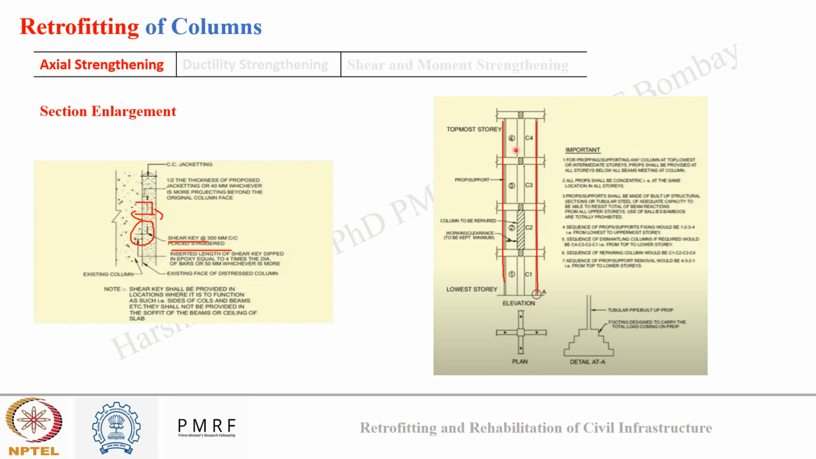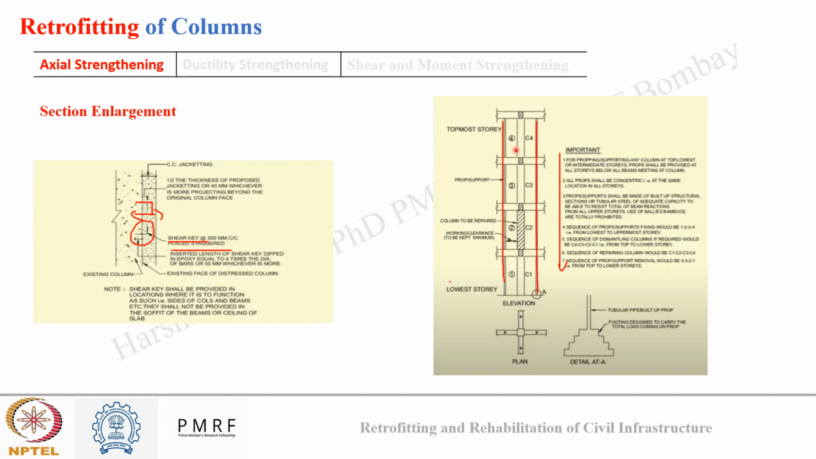If all my columns require section enlargement, then from C1, C2, C3, and C4, like this, I need to go for section enlargement. Once my retrofitting repair is done, then I can remove the support from top to bottom. So there is a sequence of activities. Here also you can see the sequence in which the activity is carried out. First we will provide support, then we'll carry out the retrofitting, and then we'll remove the support. In which order support shall be provided, in which order retrofitting should be done, and in which order the support shall be removed is clearly mentioned in the handbook.